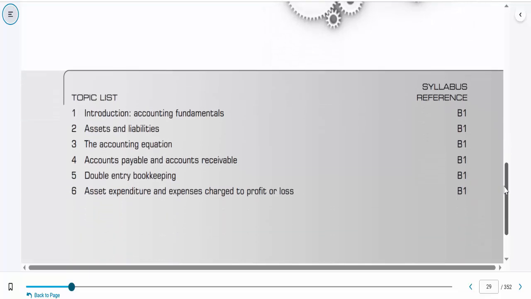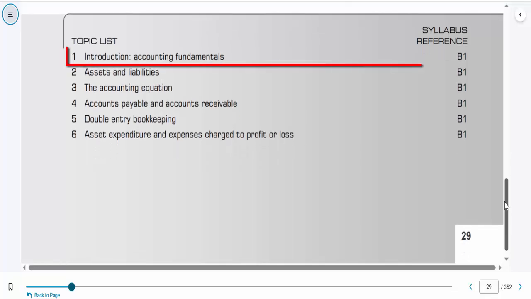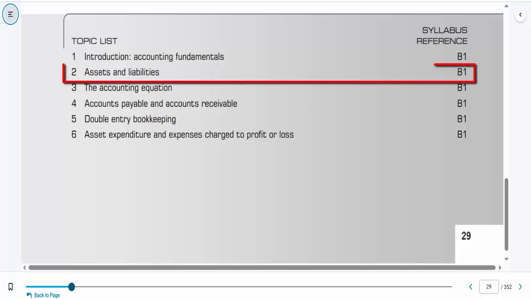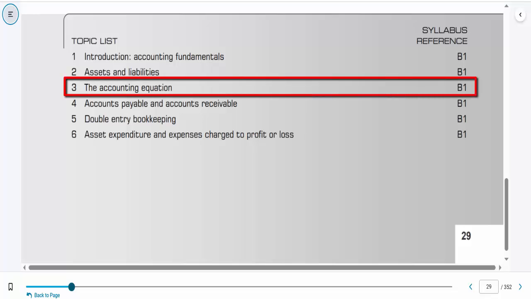1. Introduction to Accounting Fundamentals. We'll begin with the essentials, some key concepts and ideas that will help you feel more comfortable with accounting language and what it all means. 2. Assets and Liabilities. Next, we'll learn about two very important terms, assets and liabilities. These are the resources a business owns and owes, and understanding them is key to knowing what the business is really worth.